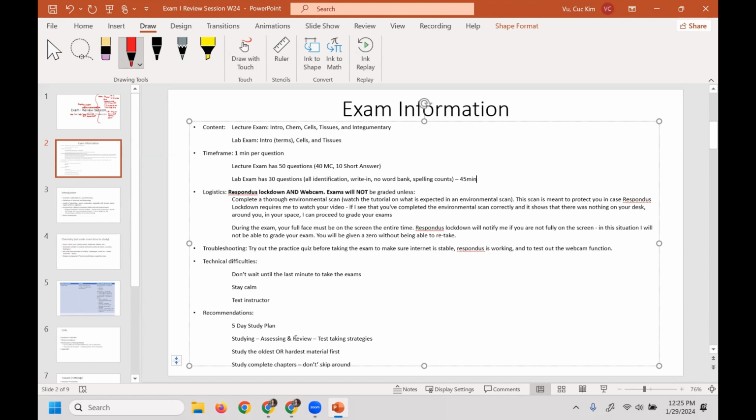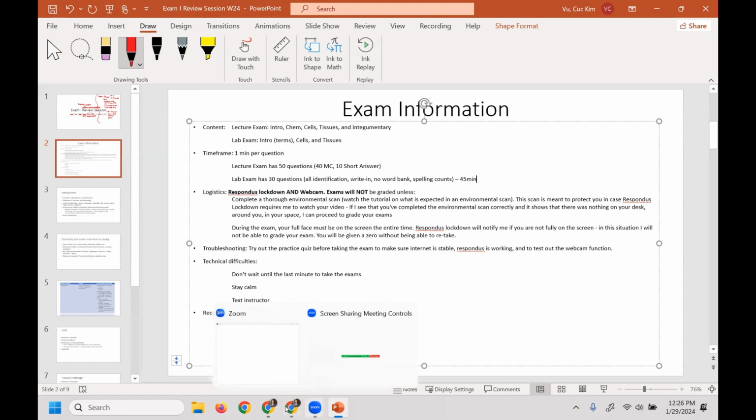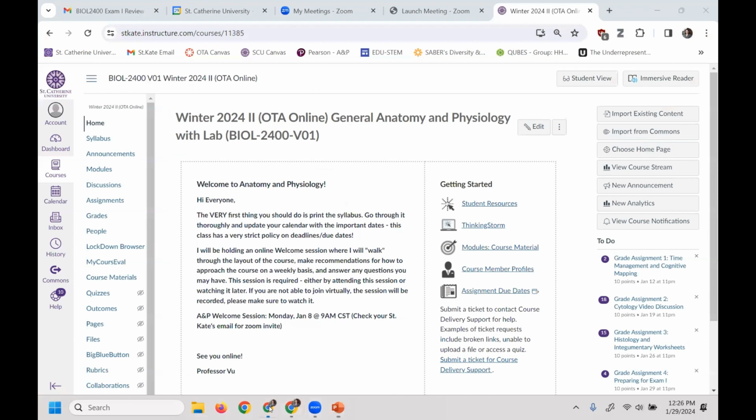There's like a certain date point where you can pull them up, but then after X amount of days, they're locked back out again. That's weird. It should be set so that you can see them all the time. You just can't see the correct answers. So let me go into that really quick.